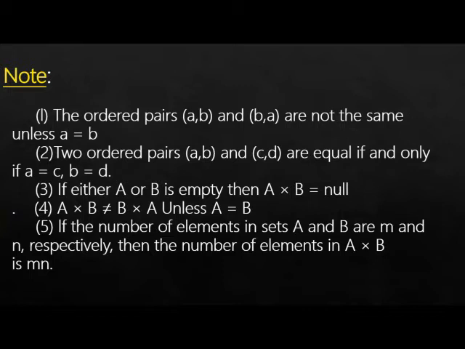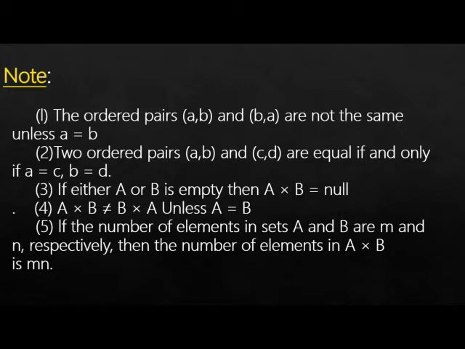Number five, if the number of elements in sets A and B are m and n respectively, then the number of elements in A cross B is mn. What does it mean? It means that if we have to find the cardinality, the number of elements in A cross B, how can we find it? First, you need to know how many elements are there in set A and how many elements are there in set B. Then you can multiply them together to find out how many elements are going to be there in the Cartesian product.